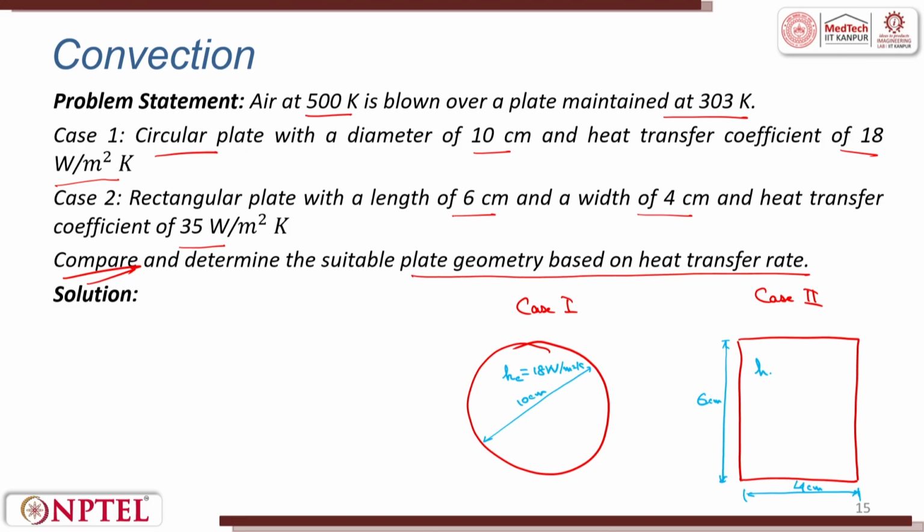Here the coefficient of heat transfer, that is the convective coefficient, I will put HR for the rectangular plate, is 35 watts per meter square Kelvin. In both cases, the temperature of the plate is 303 Kelvin.